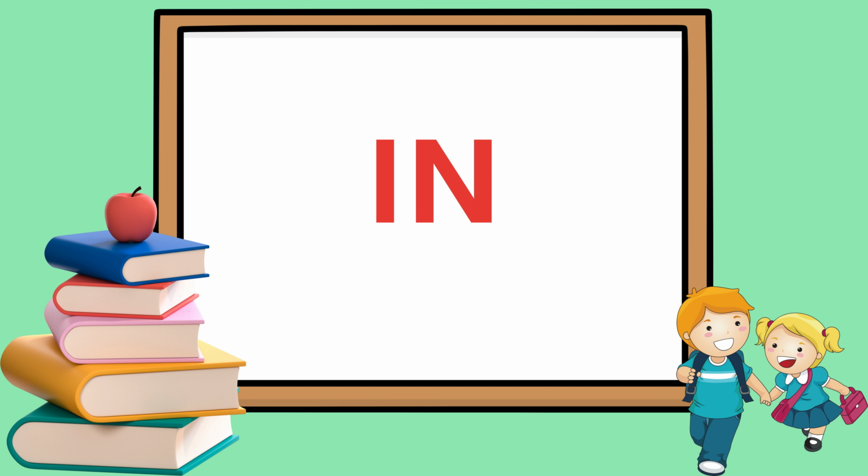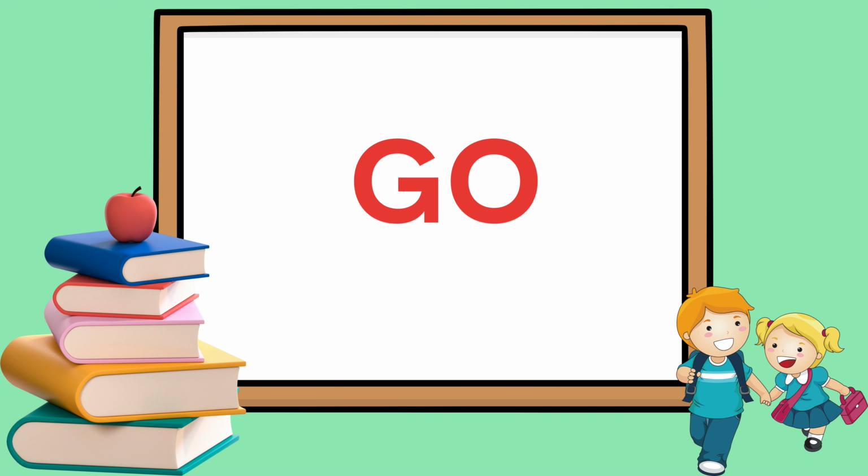Next one is in. In is a word that we use to talk about where something is. For example, the pencil is in the box. Next word is go. Go is a word that we use to talk about moving from one place to another. For example, let's go to the park. Now let's learn about or. Or is a word that we use to give a choice between two things. For example, do you want an apple or a banana?